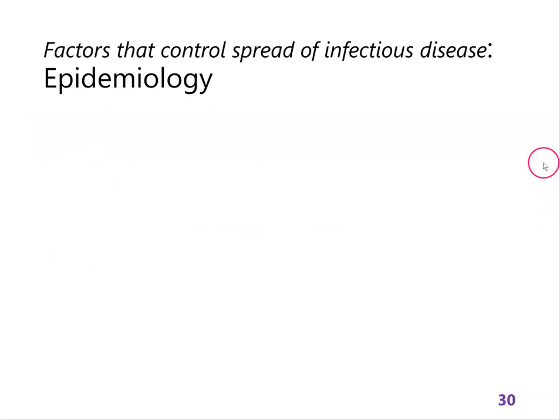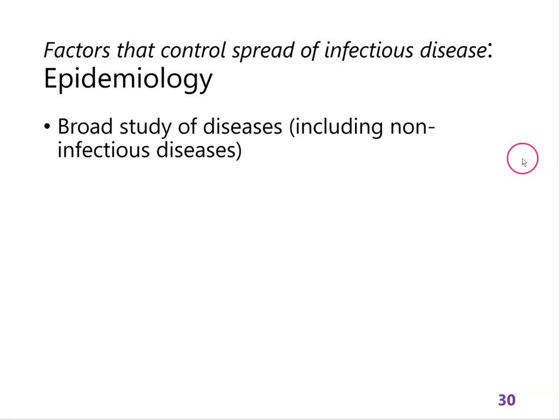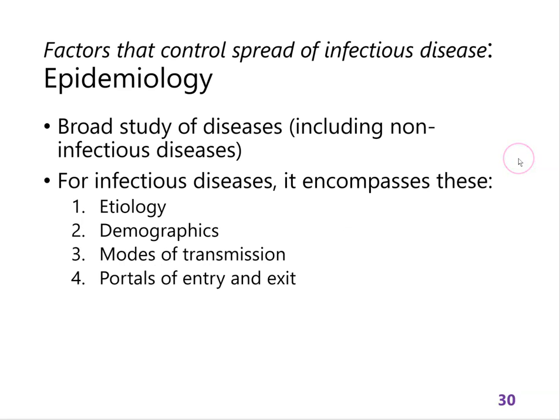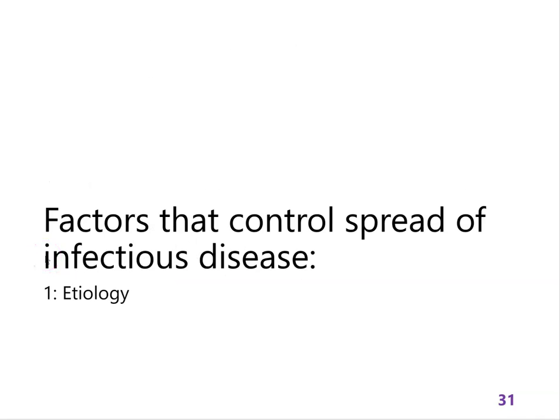So let's look at the factors that control the spread of infectious disease. So here they are. There is the causative agent or etiology. There are the characteristics of the people who are getting sick, the way it is spread, and how it gets into a person.